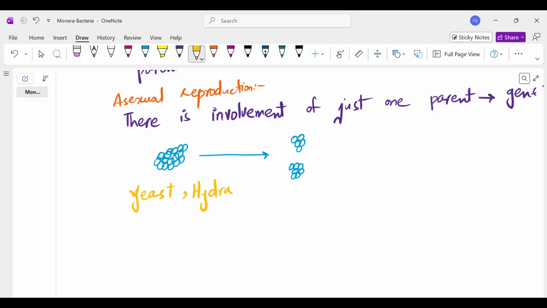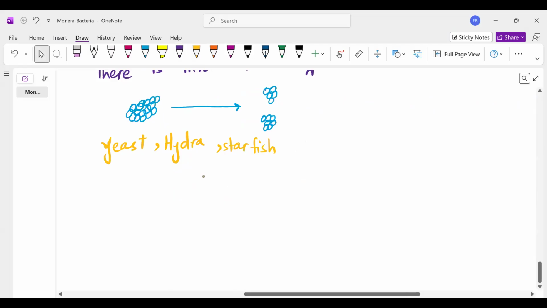Then there are starfish. How can starfish reproduce asexually? In some organisms, if they are sliced into two parts, those two sliced parts can convert into two new individuals. Now, what does it mean?